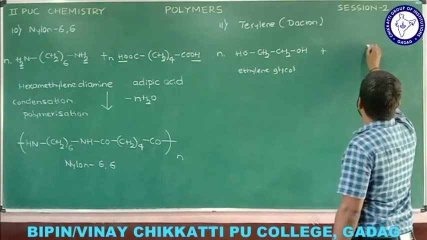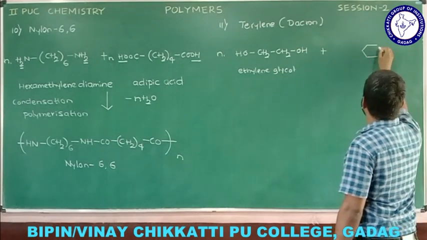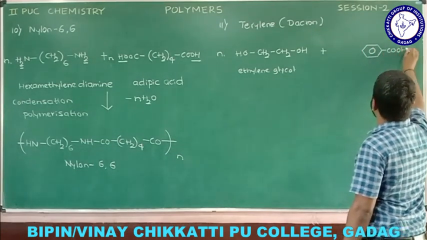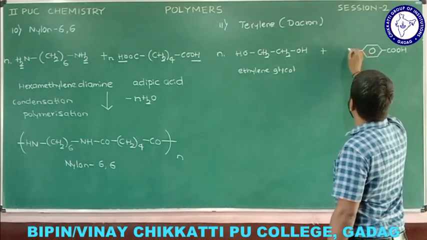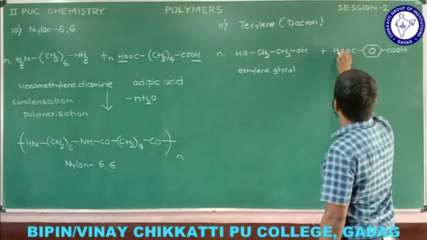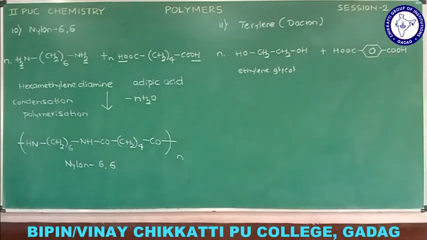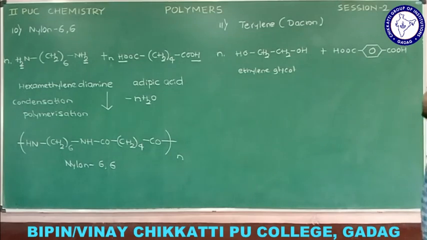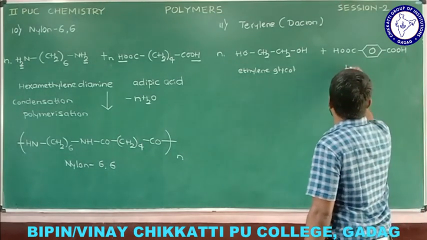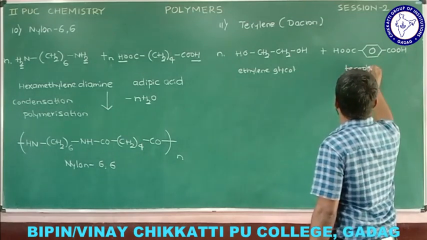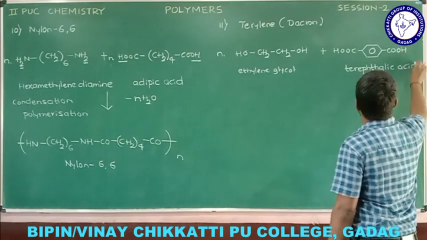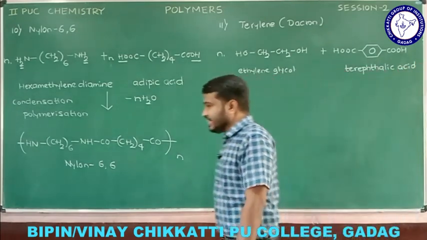And one more is benzene ring with para dicarboxylic acid. So these COOH, they are present in a para position to each other. Okay, so benzene we have, and we have a para dicarboxylic acid structure, and you can call it as terephthalic acid. The name is terephthalic acid or benzene para dicarboxylic acid, you can call it as.